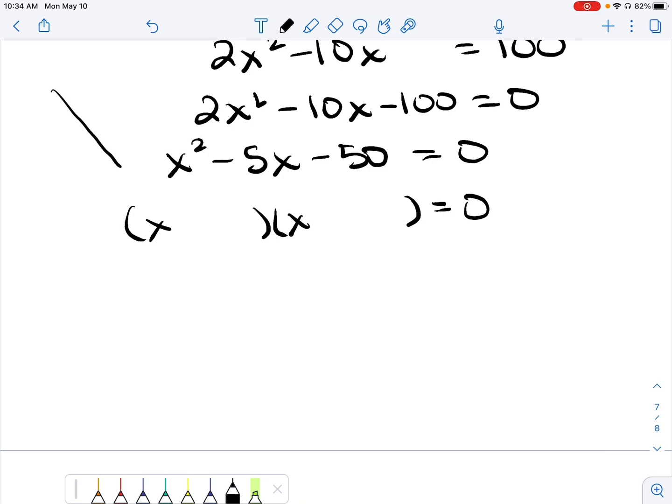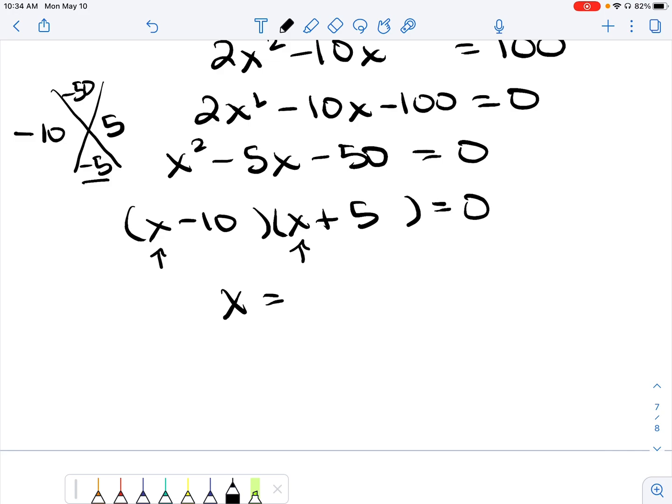And again, some of you might be familiar here with the diamond method, right? I'm just going to show this as a visual. Negative 5. So it's going to be 10 and 5. One of them has to be negative, since negative 50. It's going to be negative 10, since this is a negative 5. So x minus 10 and x plus 5. Oops, I already had x there. Plus 5. And now, what number do we put here to make zeros? So here x is going to be positive 10 and negative 5.